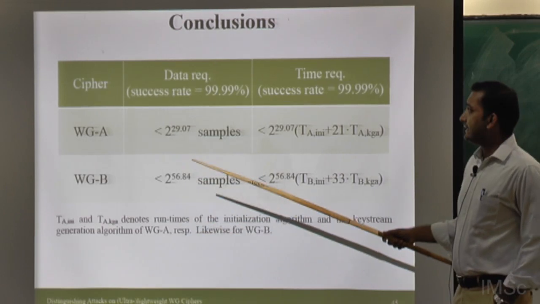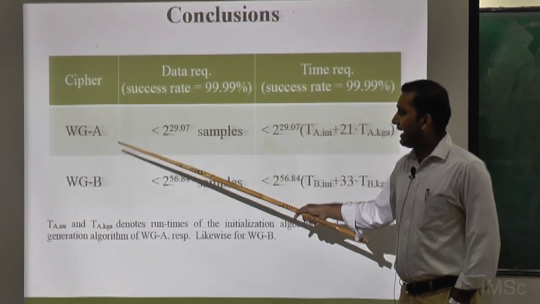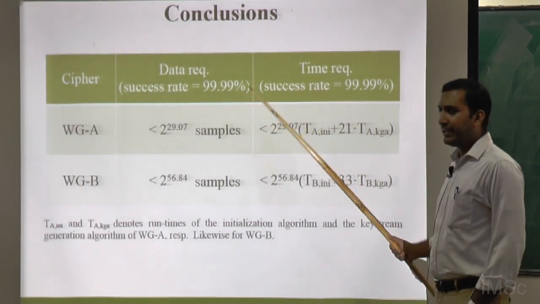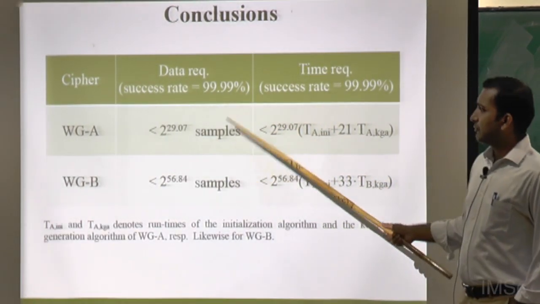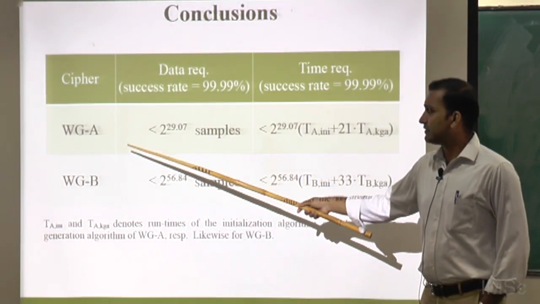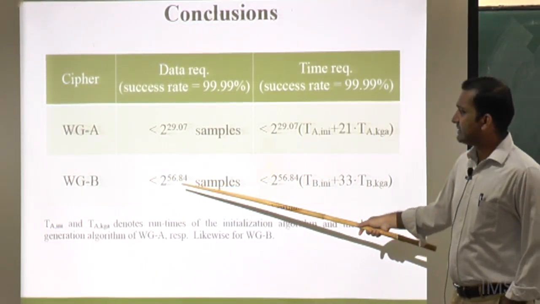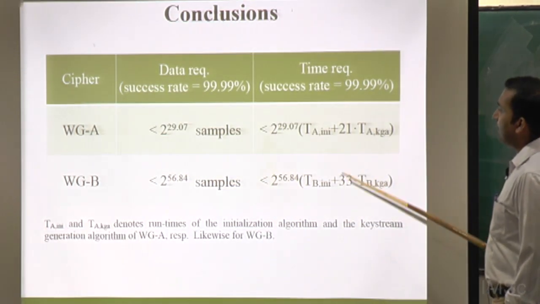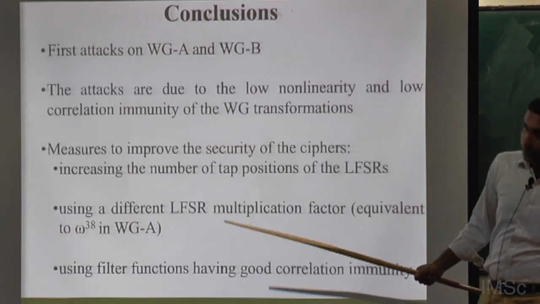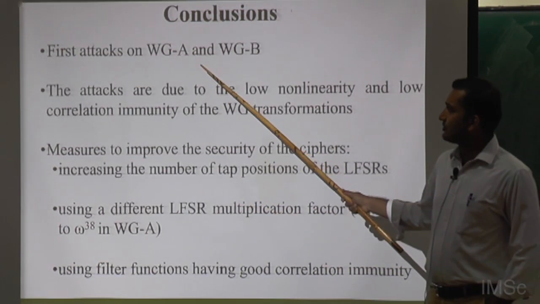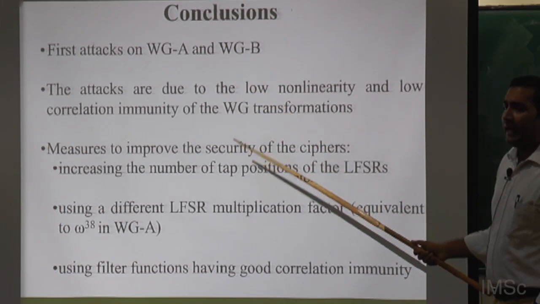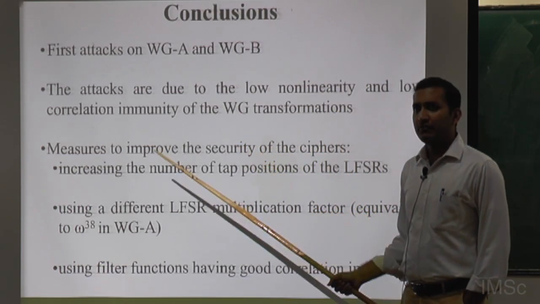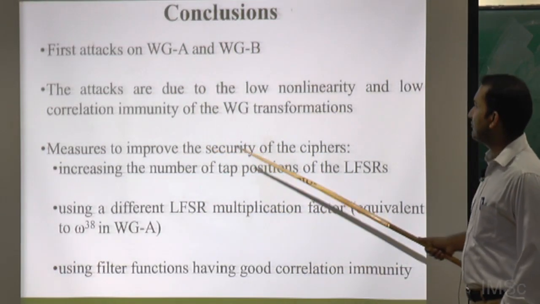So I have presented the attacks on WGA and WGB ciphers. The data requirement for a success rate of 99.99% is at most 2 power 29.07 samples in the case of WGA, and in the case of WGB it is 2 power 56.84 samples. Accordingly, we can compute the time requirement also. These are the first attacks on WGA and WGB. These attacks are due to the low nonlinearity and low correlation immunity of the WG transformation used in these ciphers.